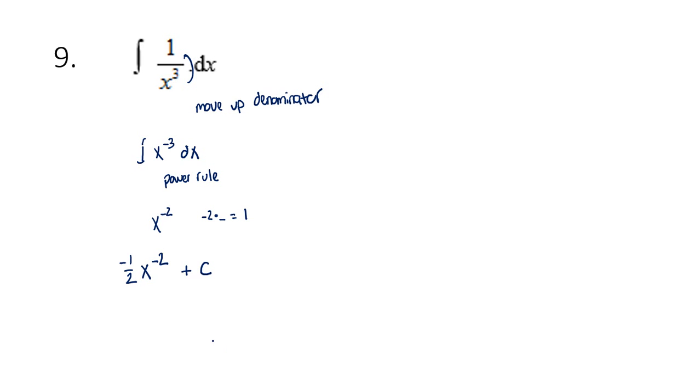Now the final way I want you to write this answer, I want you to think, okay, well, x to the negative 2 power, we should move that back down to the denominator. So this is a little bit better way to write this answer. All right, hopefully that was easy for everybody.